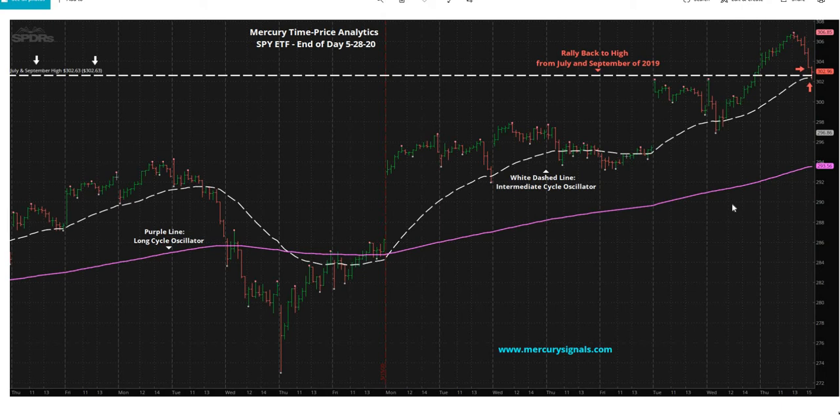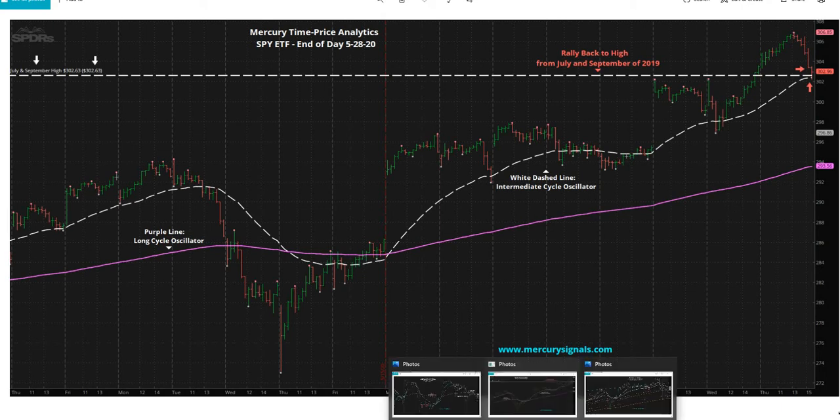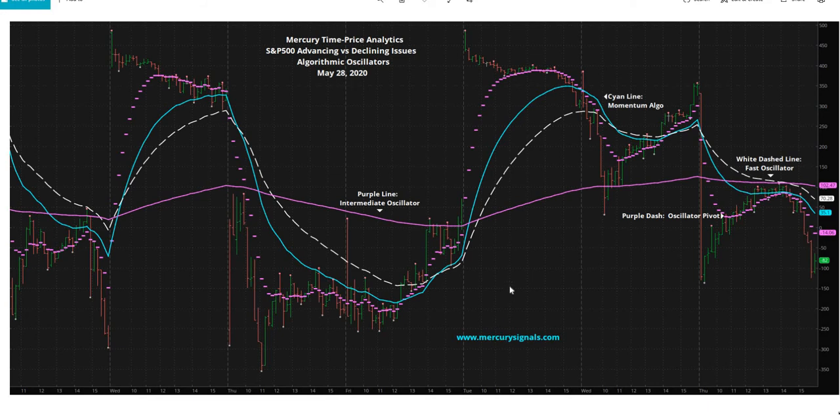Something else I want to show you. This is something new that I've been working on, and that is to take our proprietary oscillators and apply them to something that's not a financial instrument itself, and that is the S&P 500 advancing declining issues.